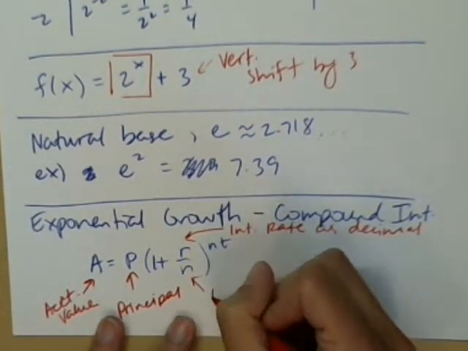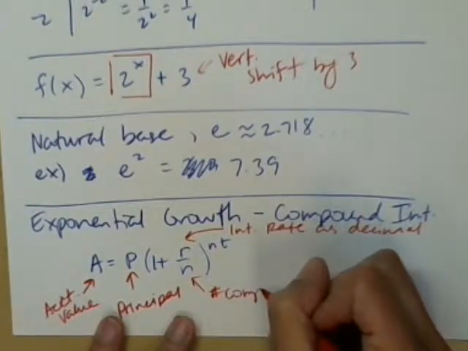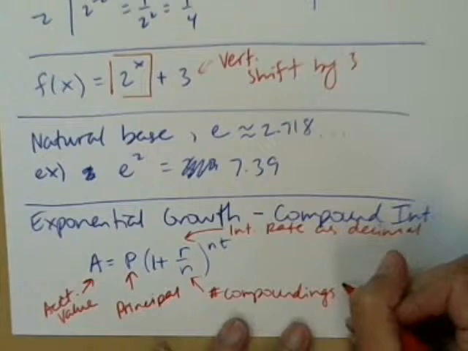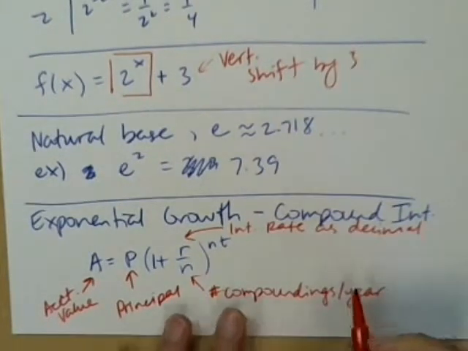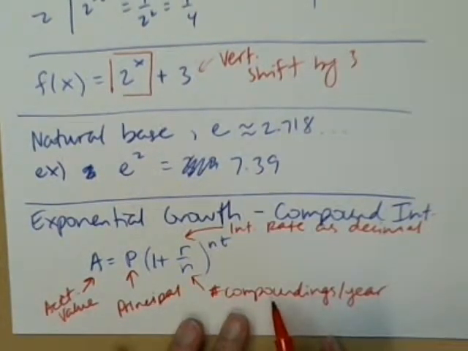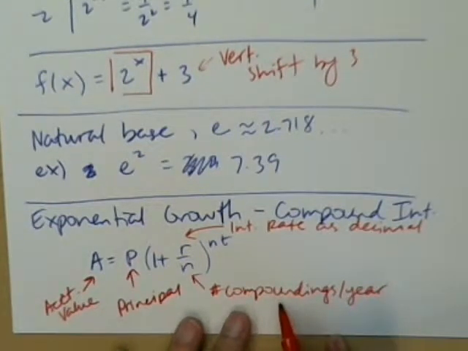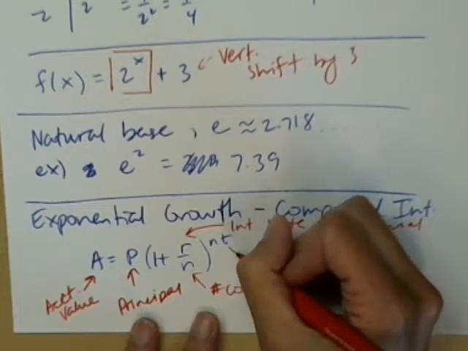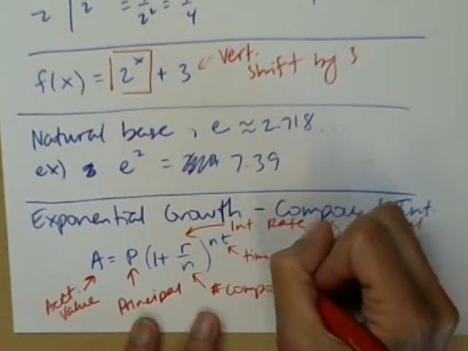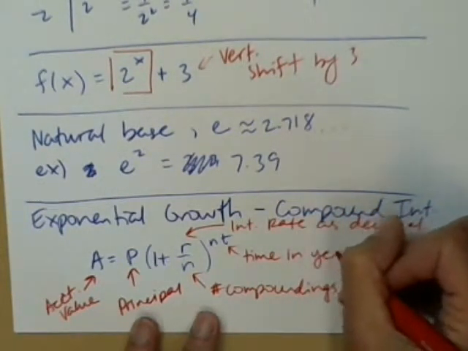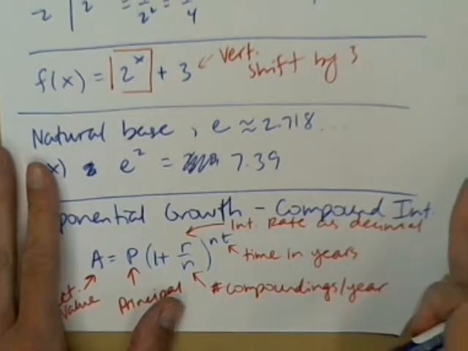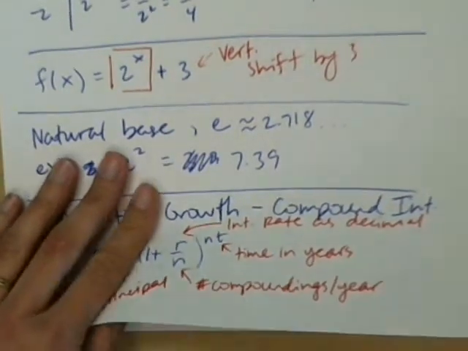n is the number of compoundings per year. We'll see some examples of that. 4 is a very common one if it's compounded quarterly, or 12 if it's compounded monthly. n shows up again in our formula, and then t is the time in years. Okay, so you want to be able to work with this formula or whatever version of it you're working on. Let me give myself some more paper and we'll look at an example.